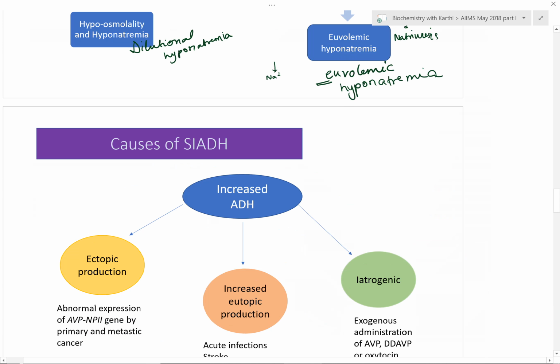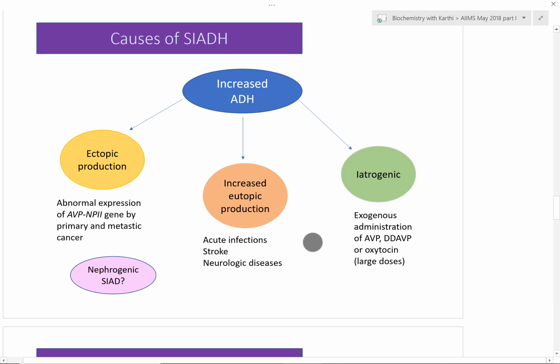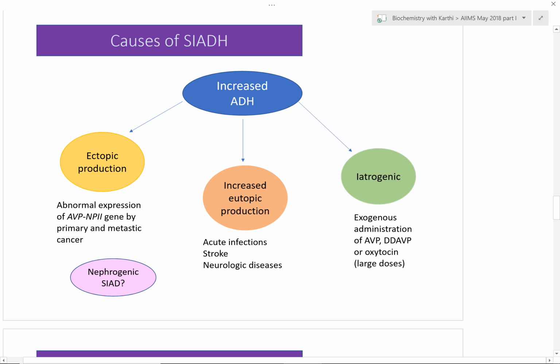So what causes that primary increase in the ADH levels in SIADH? It might be grouped into 3 or 4 factors. One is the ectopic production that is seen in many cancers. In these malignancies, there is an abnormal expression of the AVP-NP2 gene.